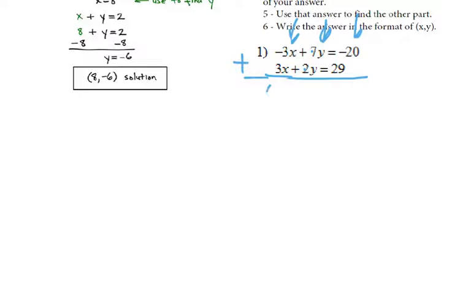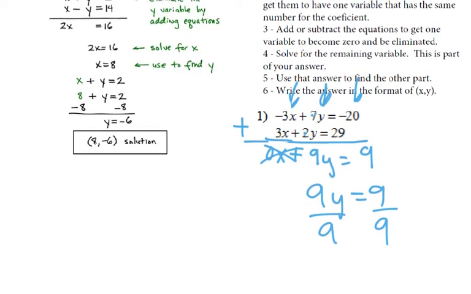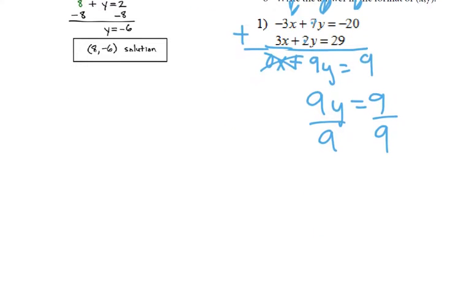So negative 3 plus 3 is 0x, plus 7 plus 2 is 9y. Negative 20 plus positive 29 is positive 9. That 0x becomes 0, so we can eliminate it. Hence it's called elimination. 9y equals 9. We solve for that. That was Step 4. Step 3 was right here. Step 4 now: y equals positive 1.